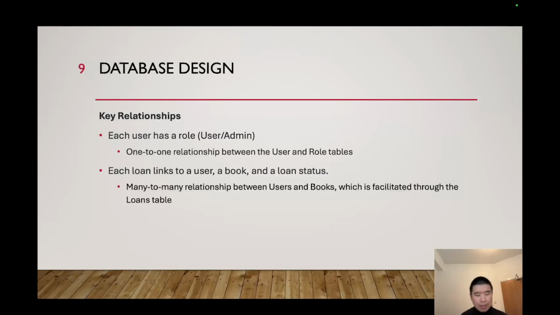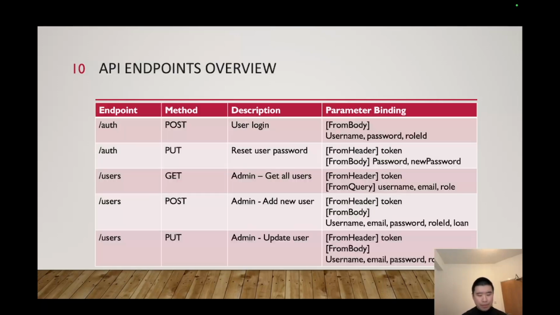Within my database design, there are key relationships. Each user has a role, user or admin. There is one-to-one relationship between the user and role table. Each loan links to a user, a book, and a loan status. There is many-to-many relationship between users and books, which is facilitated through the loans table.